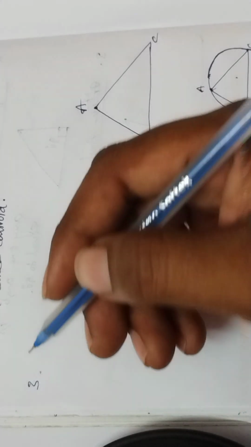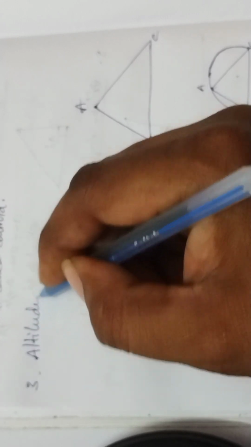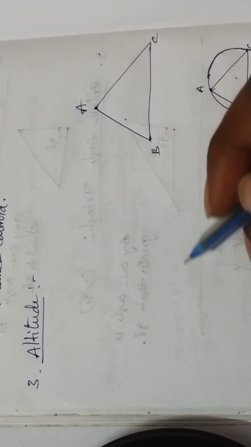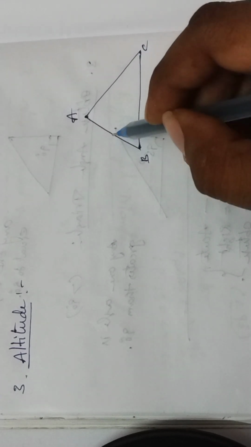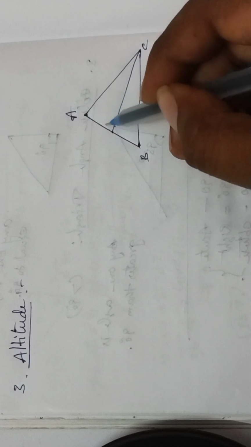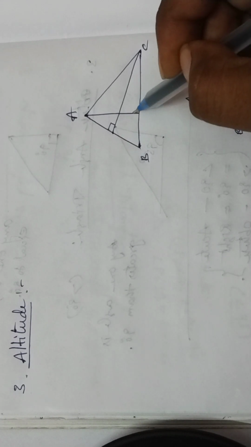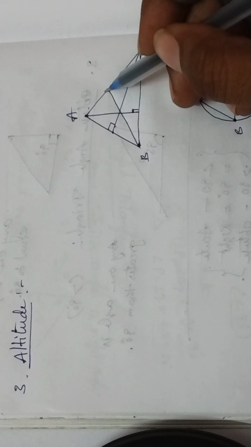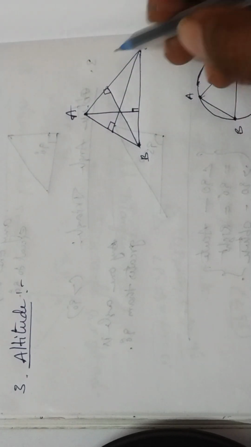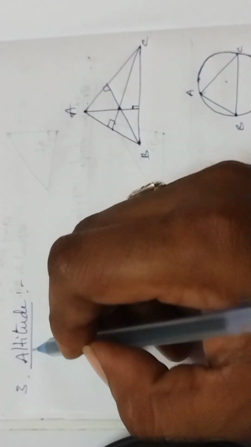Next, third one, altitude. This is like a median, but the line segment is perpendicular to the opposite side, which means it makes 90 degrees. For example, if you draw like this, it makes 90 degrees. This is also 90 degrees. So these types of line segments we call altitudes.